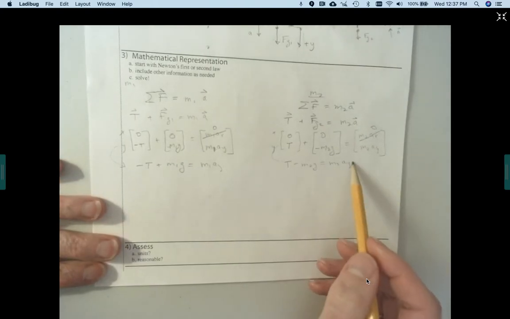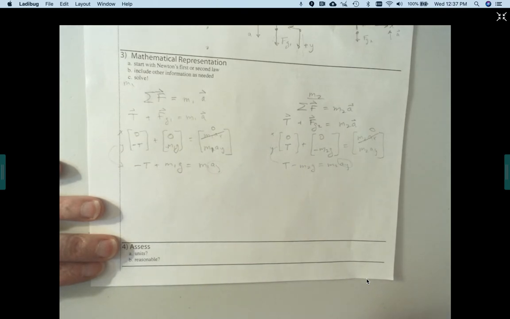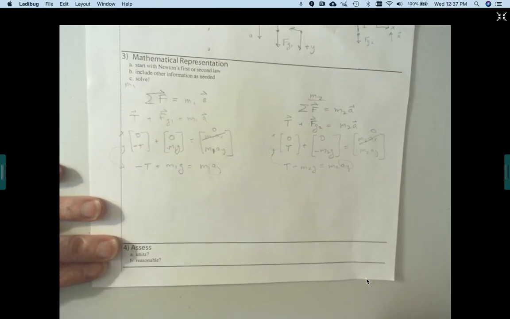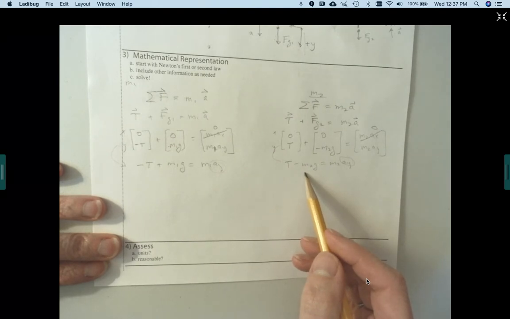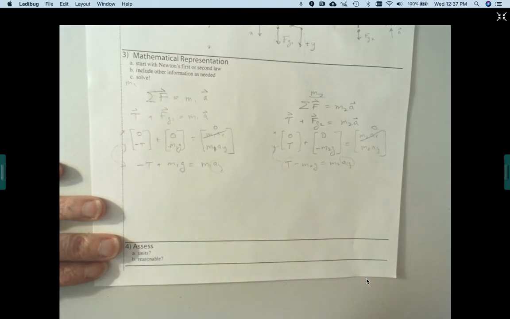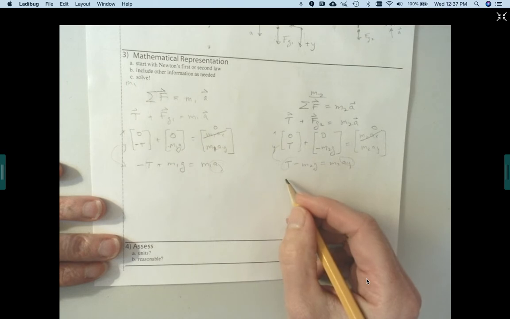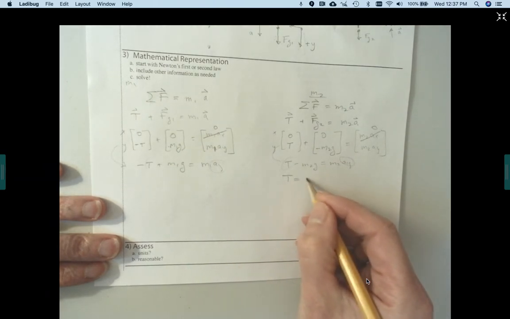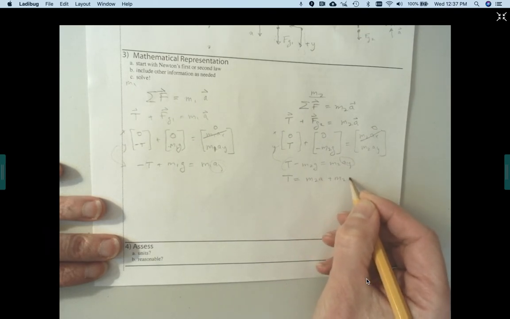Okay, now we have two equations. These two accelerations are the same, right? So we can just call them A. They're the same because they're going to be linked together. So two equations and two unknowns. The problem asks us to solve for acceleration. So we don't know acceleration and we don't know tension. Okay, but we can solve over here, let's say for tension, and then plug it in to the other one. That's fine. So T equals M2A plus M2G.